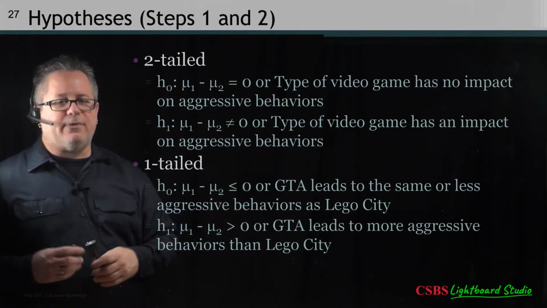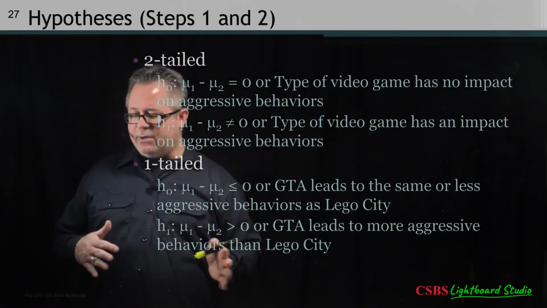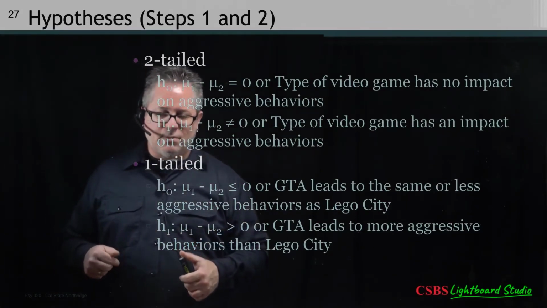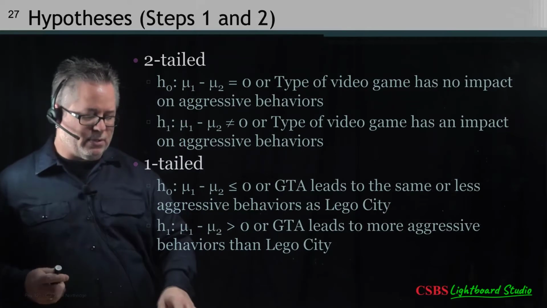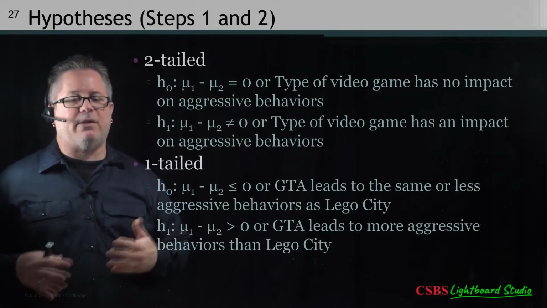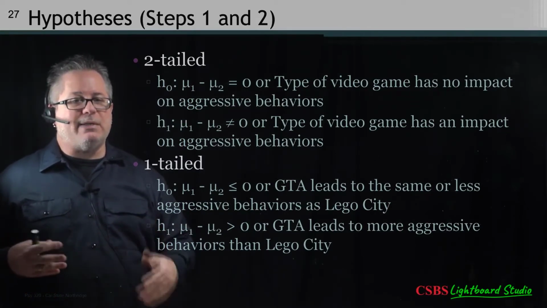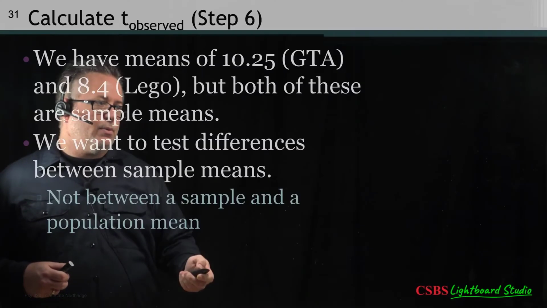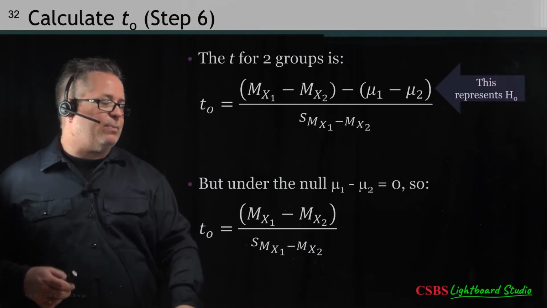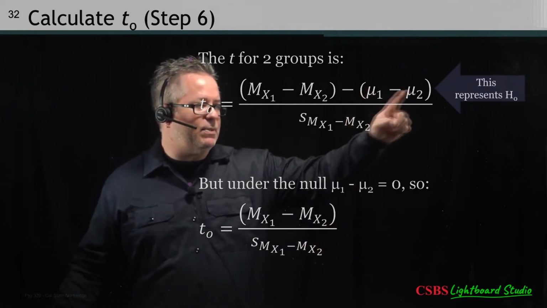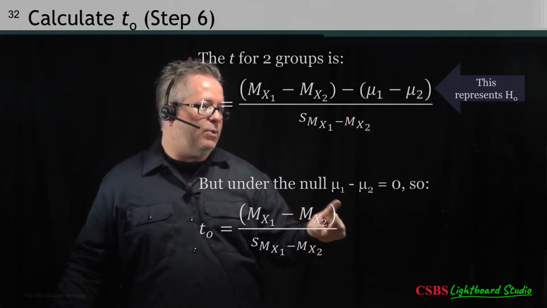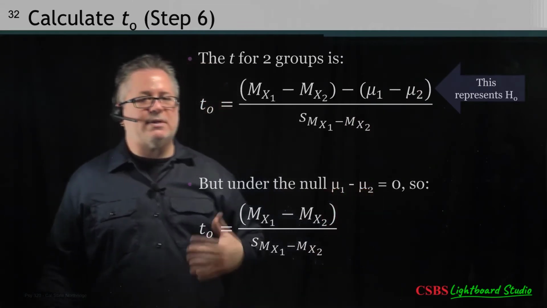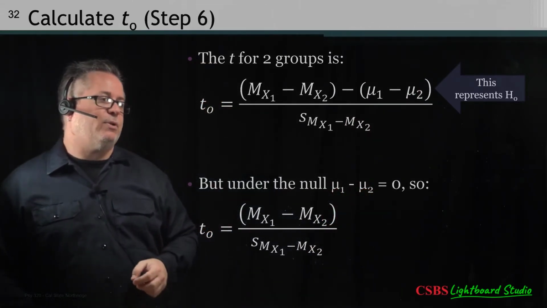So if playing Grand Theft Auto or playing Lego really has no effect on people's aggression, well, I would expect them to look the same. I expect them to get the same aggressive behaviors. And we subtract their means, it should be 0. Right? So that's why I'm stating here, based on the null hypothesis, I expect this to be 0. So under the null, mu1 minus mu2 is 0. Again, if there's no difference between the two groups, I expect 0 difference, no difference between the two of them.